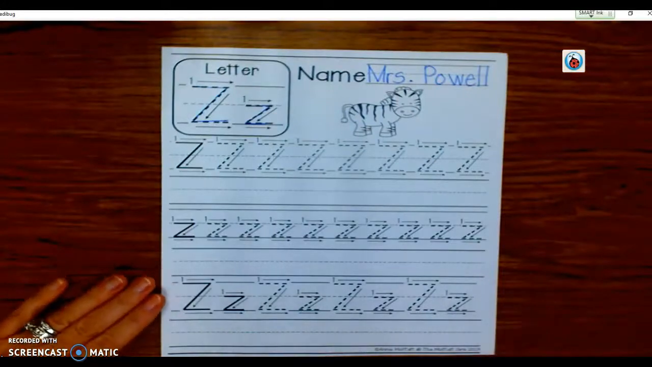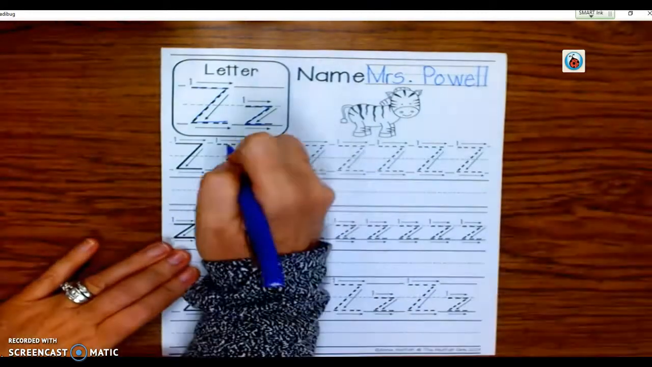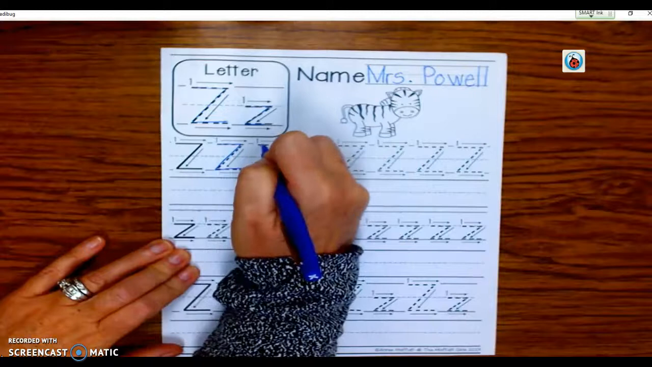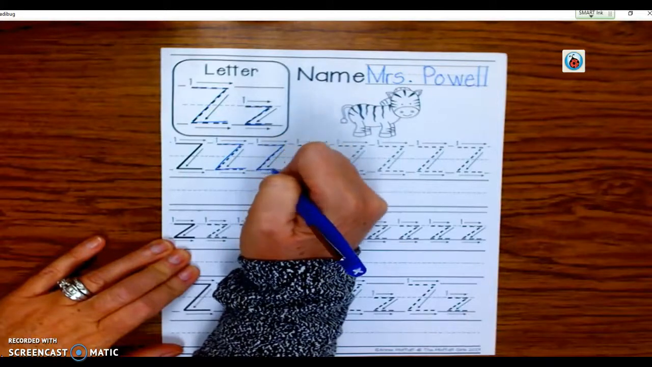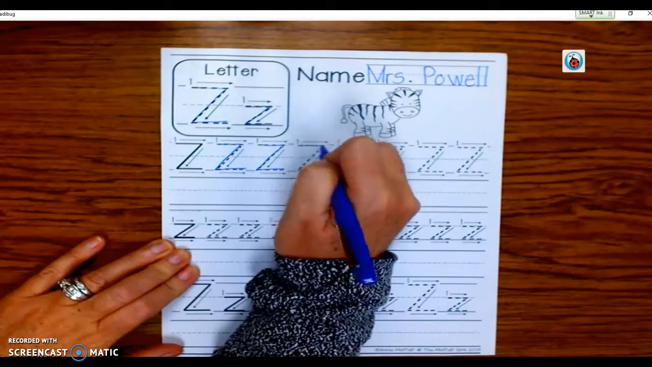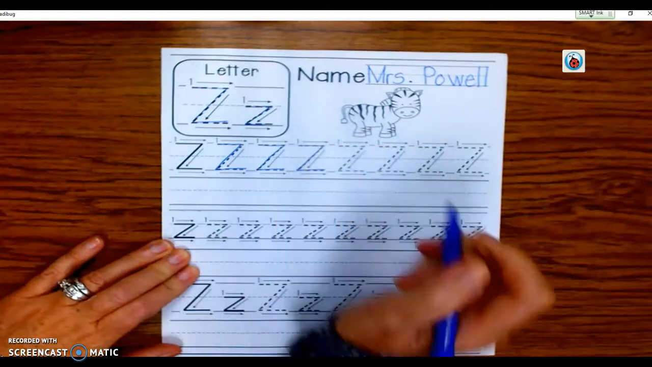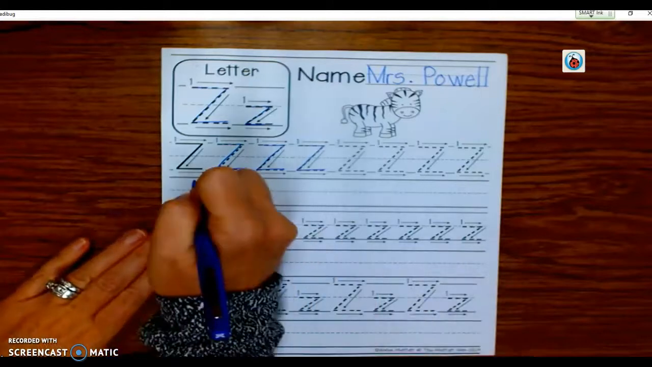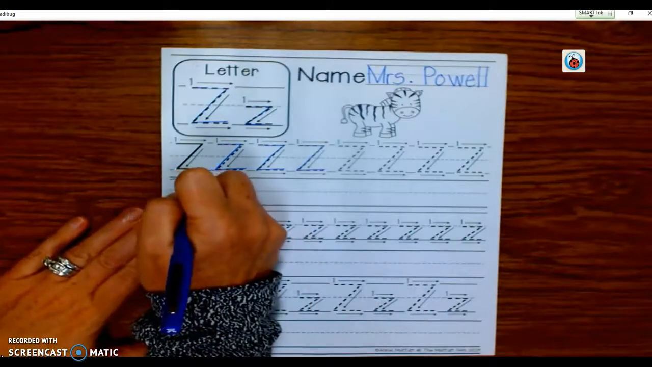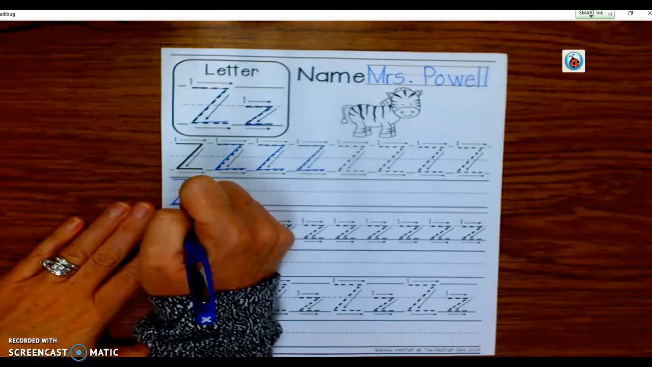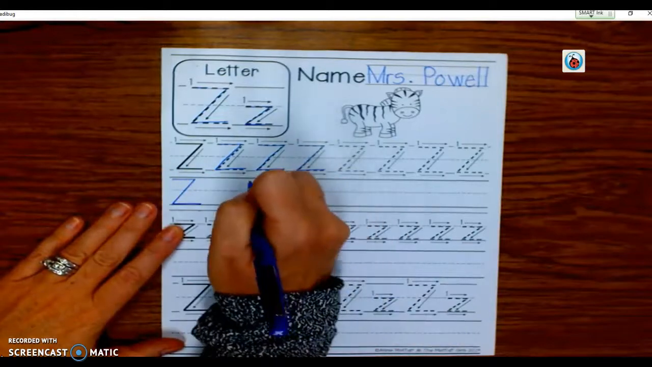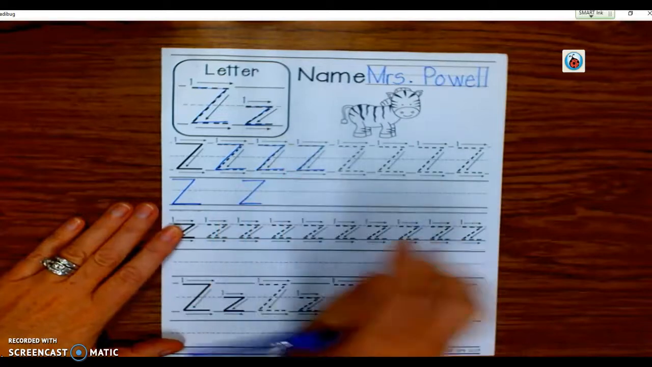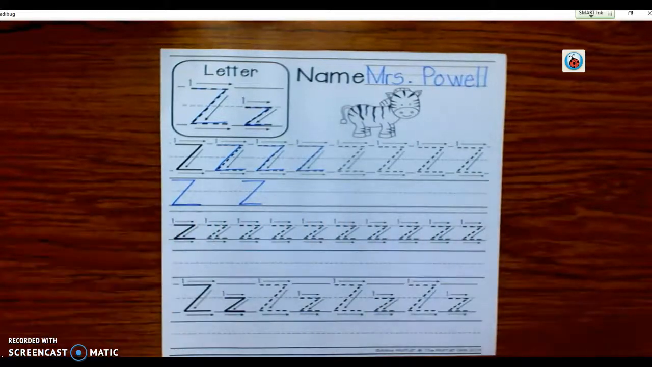All right, so we know exactly what to do. We trace the row first. Uppercase Z, go over, slant down, push back. Do that whole row, and then you write a row of uppercase Z's by yourself. Put your pencil on the line, go back, slant down, push back. Leave a space. Go over, slant down, push back. Do that whole row.